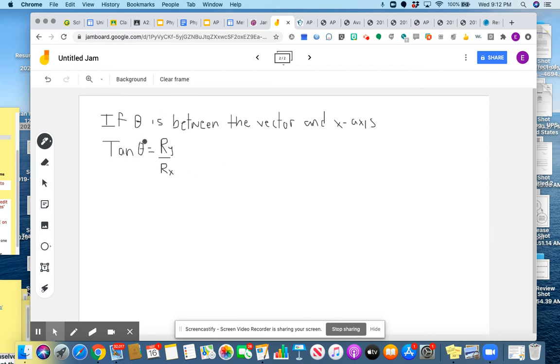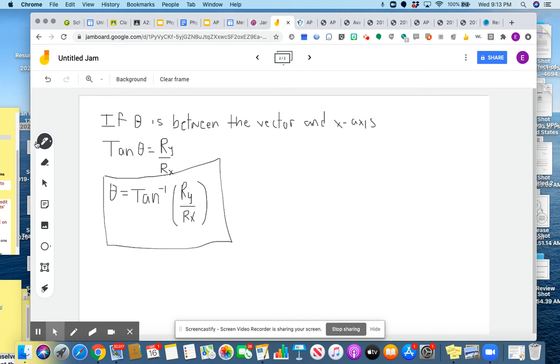In this case, however, we don't have theta. So to find theta, or solve for theta, we'd have to take the inverse tangent of both sides. So theta would be equal to, as long as the angle is between the vector and the x-axis, the inverse tangent of the y over the x component. So that's our standard equation.